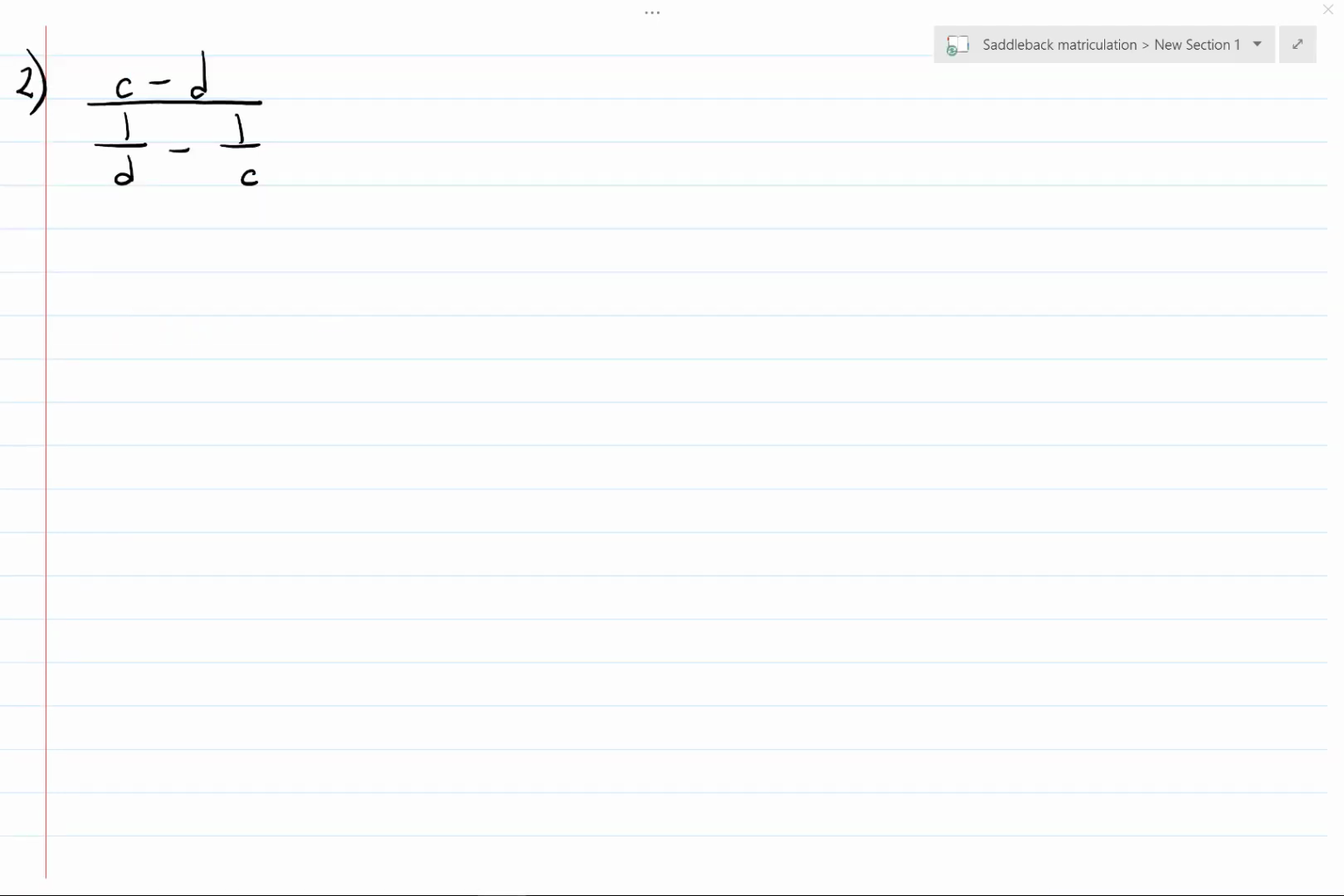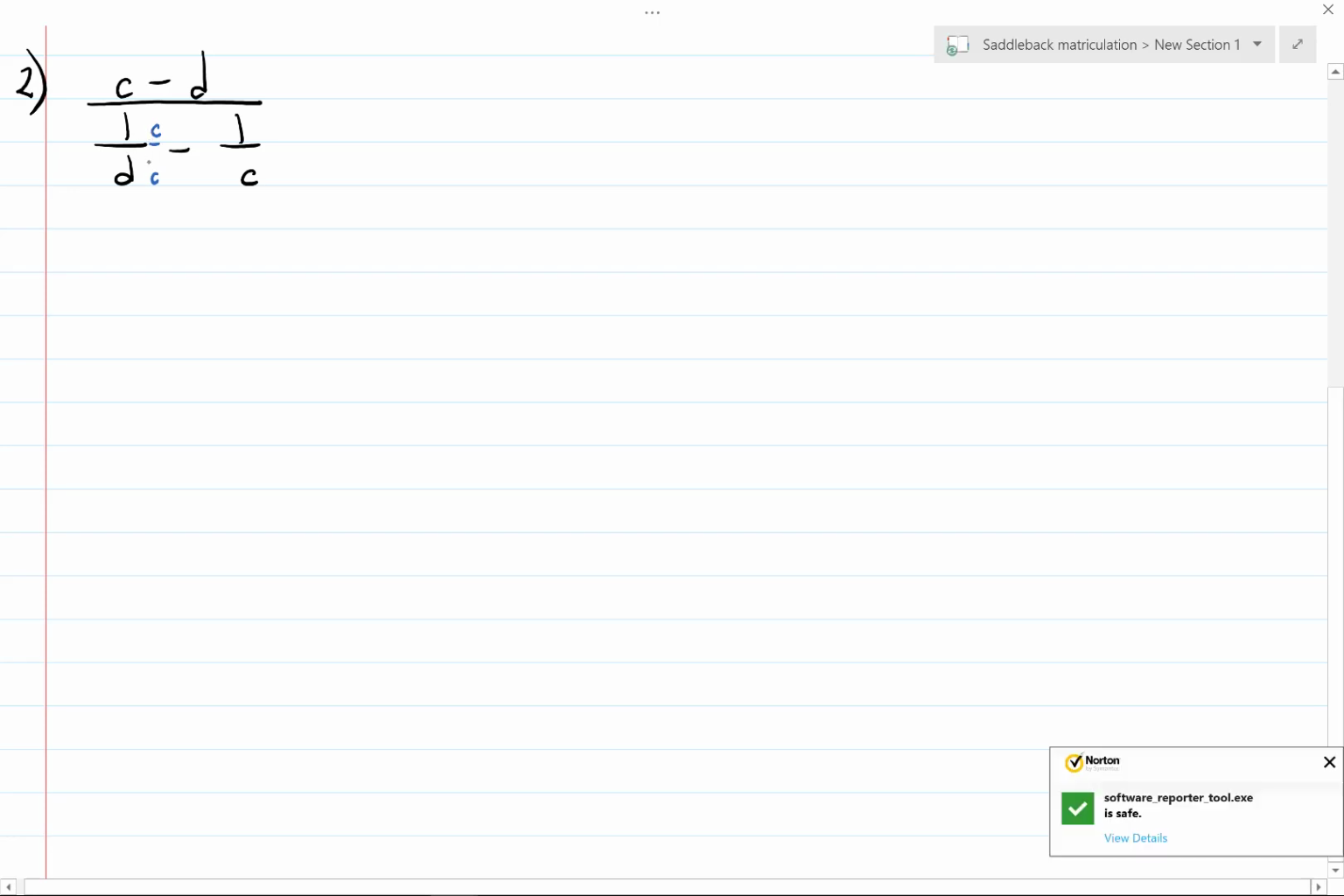Okay, so similar idea in this one. I want to deal with the bottom first, so ignore the top and just subtract the bottom. I can't subtract the bottom unless I have a common denominator, and I can make a common denominator of cd if I multiply this guy by c over c, so multiplying him by 1, not changing anything, and then multiplying this guy by d over d, multiplying him by 1, not changing anything.